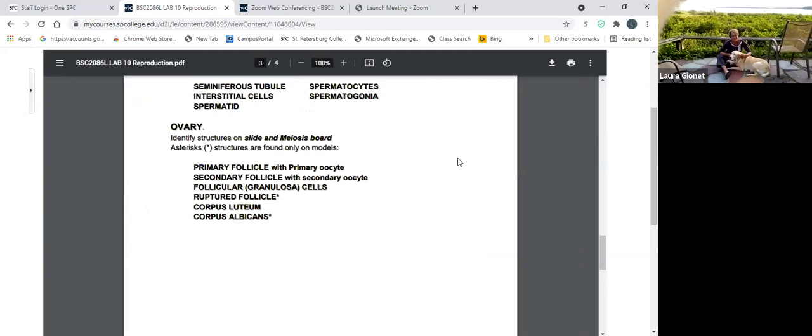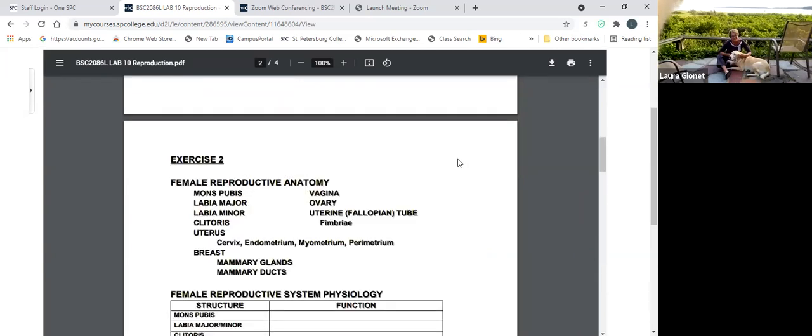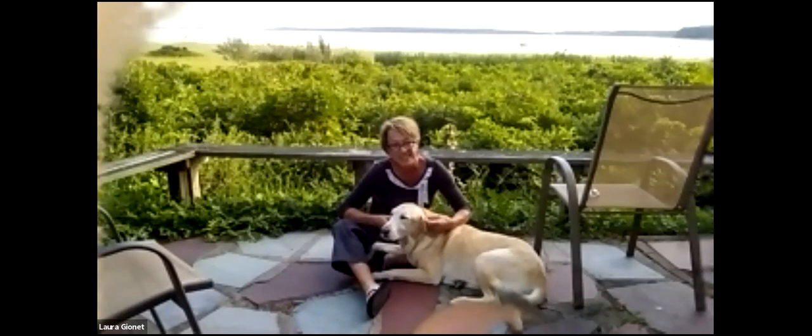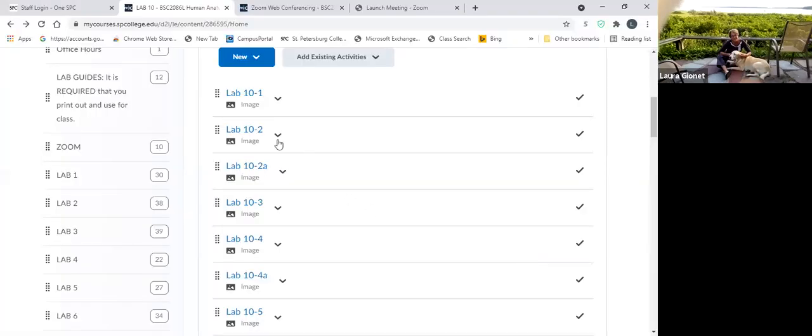It is. So I'm going to go back up to the top. I'm going to change my share, and I'm going to go to the images. All right, so let's go up to the top. Number 10.